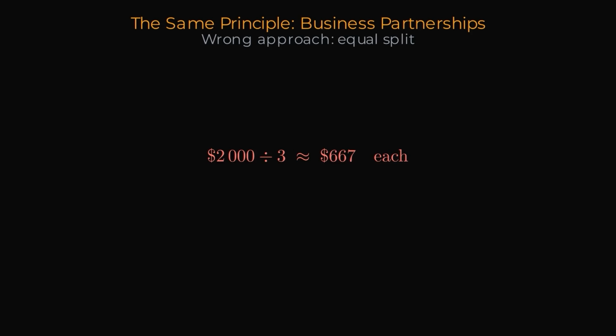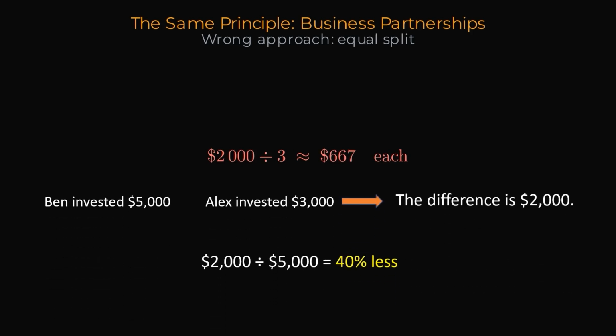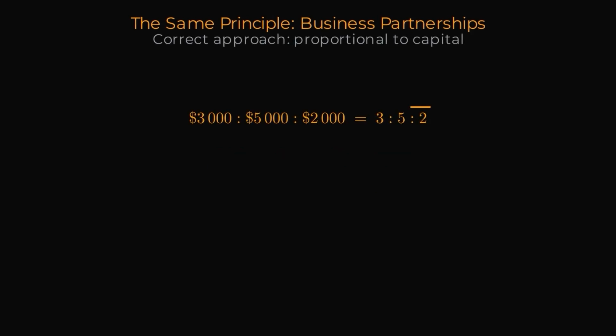But they are not equal partners. Alex invested 40% less than Ben. Clara invested 60% less than Ben. Treating them as identical erases the entire meaning of investment. The correct method: reduce the investments to their simplest ratio: 3,000, 5,000, 2,000. Divide everything by 1,000. Ratio 3 to 5 to 2. Their profit shares should mirror their ownership stakes.